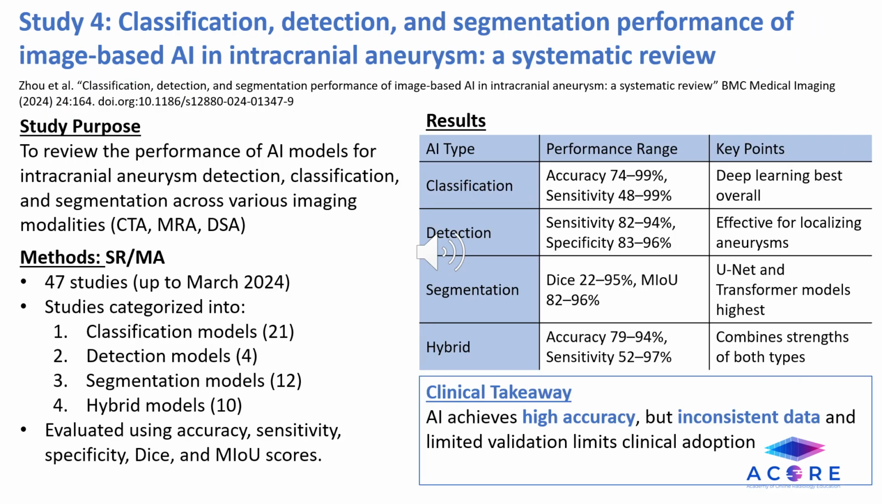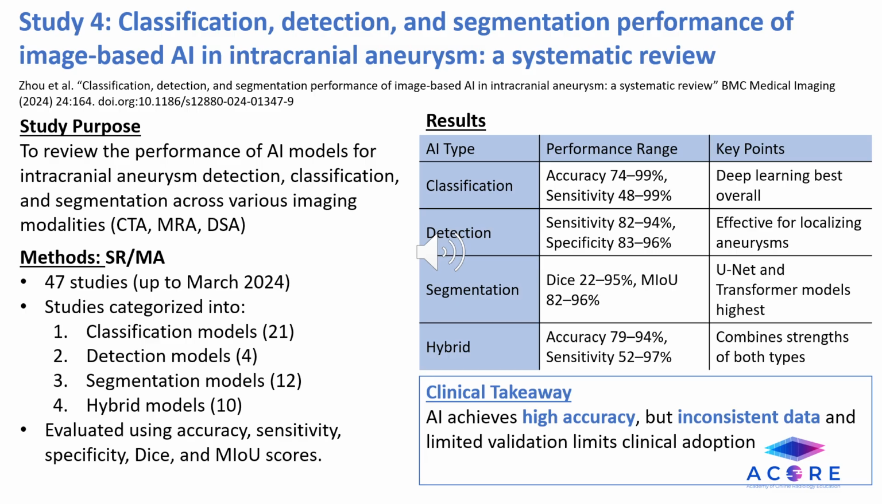The final study I'll discuss is by Zhu et al., published in BMC Medical Imaging in 2024. This was a systematic review that analyzed 47 studies using different types of AI models for intracranial aneurysm detection and segmentation on CDA, MRA, and DSA scans. The studies used 4 main types of AI models: classification models, which determined whether an aneurysm is present or not; detection models, which located the aneurysm within the image; segmentation models, which outlined its exact shape and size; and finally, hybrid models, which combined both detection and segmentation to provide more comprehensive results.